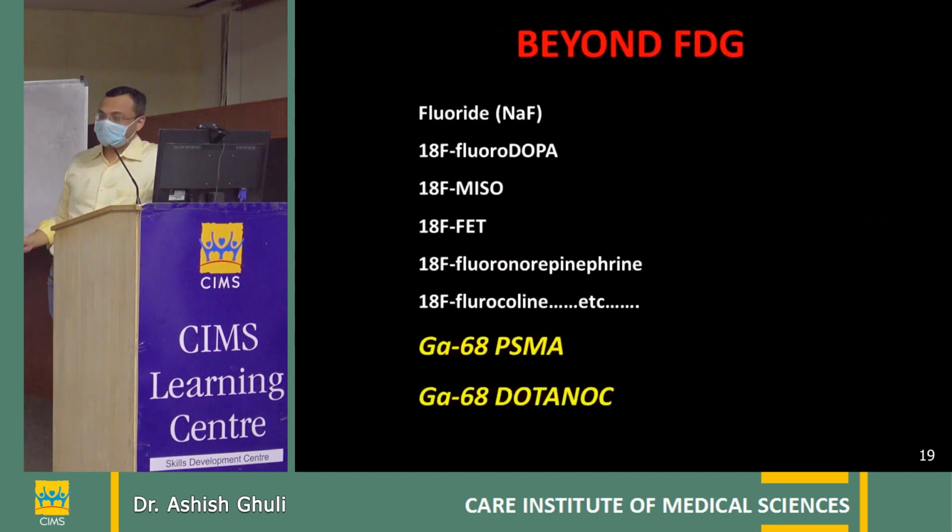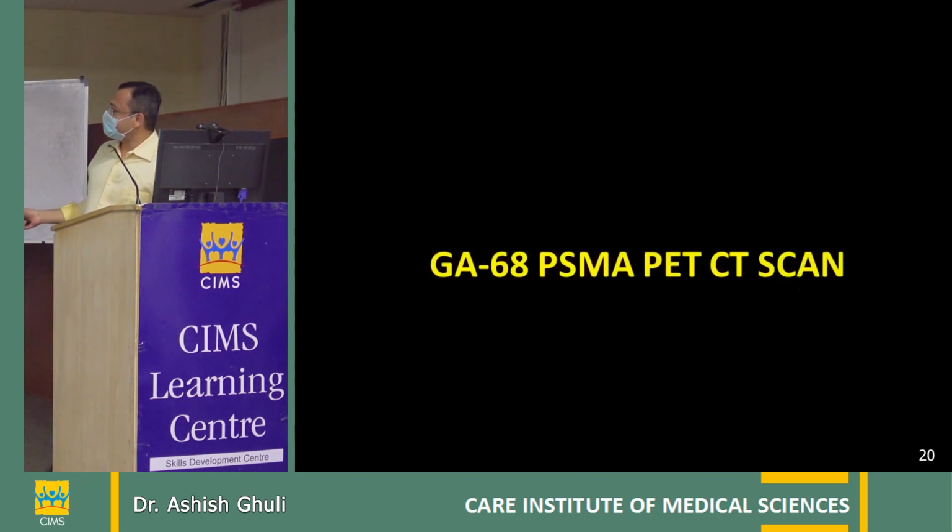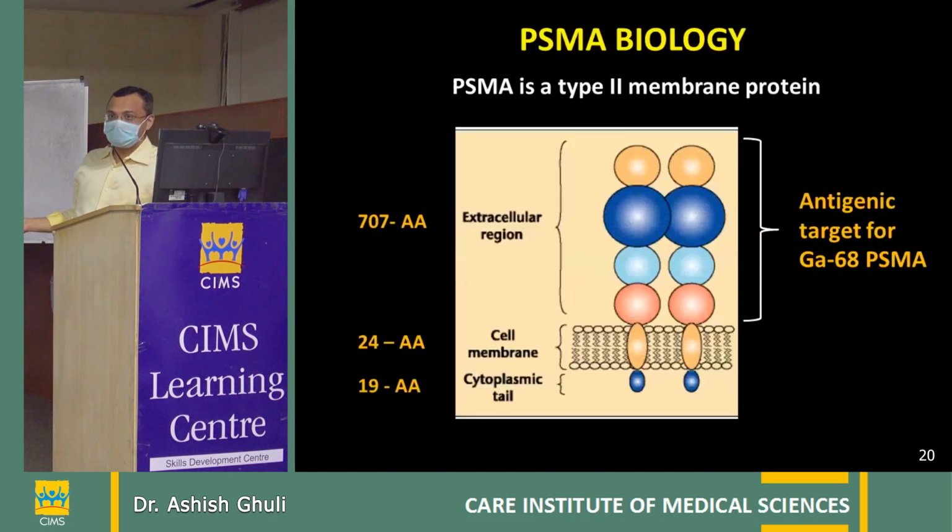So what is beyond FDG? As I said already, there are n number of other radiopharmaceuticals available, but in our clinical practice, the other radiopharmaceuticals we use are gallium PSMA for prostate and gallium DOTATATE for neuroendocrine tumors. So gallium PSMA binds to the PSMA receptor on the extracellular side. This is the target, the extracellular domain of the receptor on the prostatic cancer cell. So the PSMA radiopharmaceutical goes and binds to this extracellular domain.